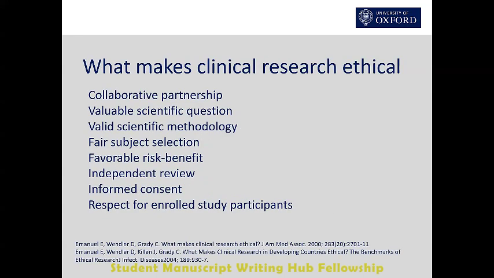And what does this mean when we're saying your research is ethical? It's about collaborative partnership. It's about answering valuable research questions. A question that shows social justice. It's about using the valid scientific method. And please don't get approval for a valid method and go do the wrong.